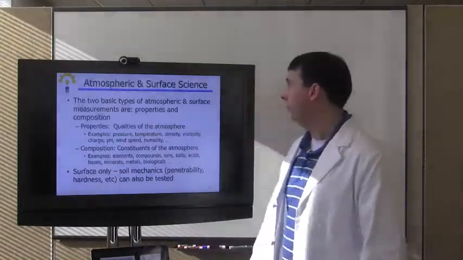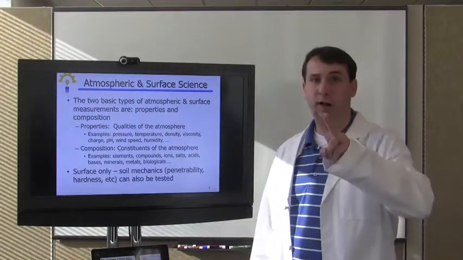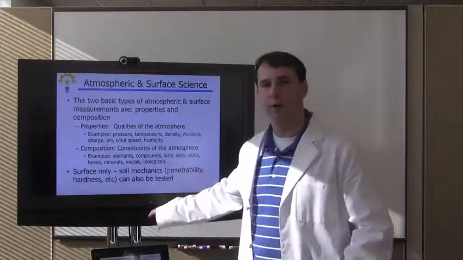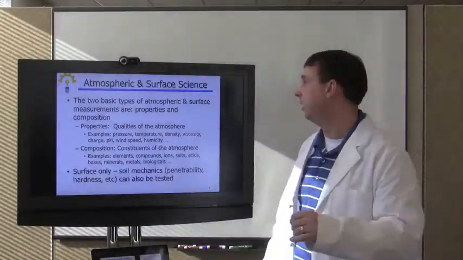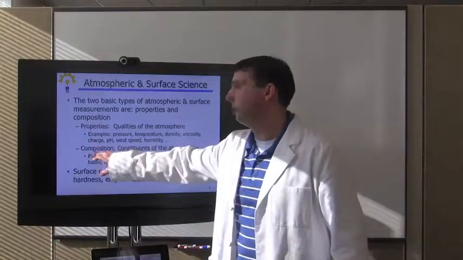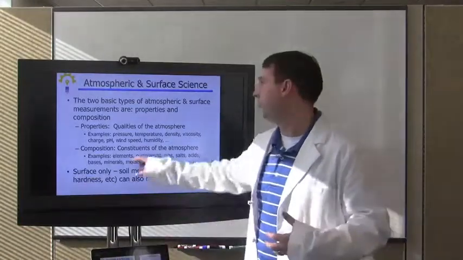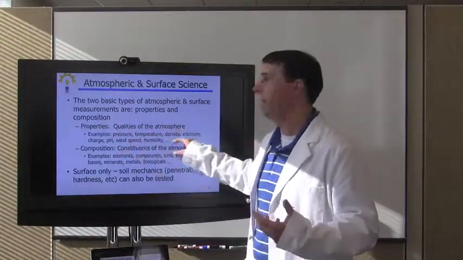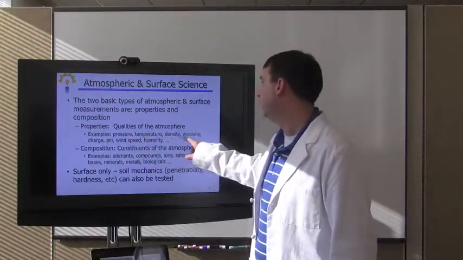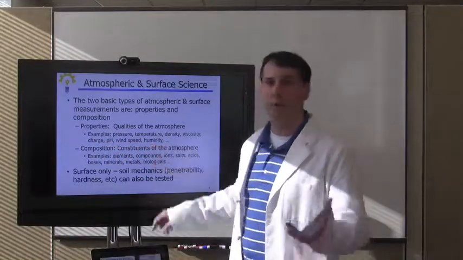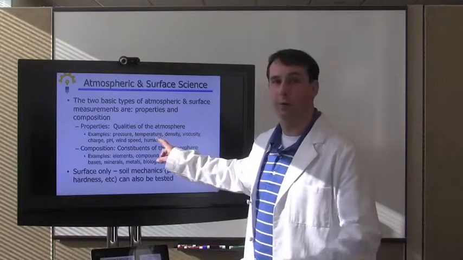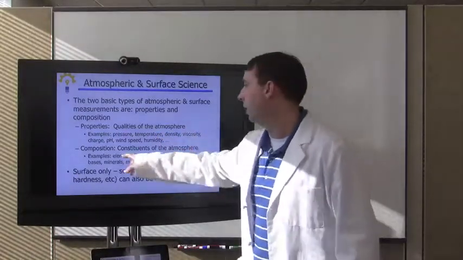So, basically, there are two types of measurements for atmospheric and surface. For surface only, you can look at soil mechanics and hardness, penetrability, stuff like that. We'll talk about that if you want to do that. But for atmosphere and surface measurements, you're looking at properties and composition. So what is a property? A property is a quality of the atmosphere or the surface: pressure, temperature, density, viscosity, charge, pH, wind speed, humidity, stuff like that. Most of these are associated with the atmosphere, but they work for surface as well.